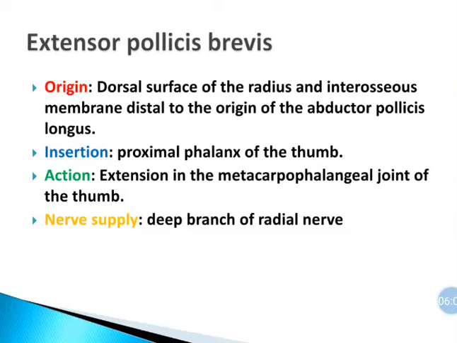Extensor pollicis brevis. The origin is from the dorsal surface of the radius and interosseous membrane distal to the origin of abductor pollicis longus. It is inserted into the proximal phalanx of the thumb. Action is extension of the metacarpophalangeal joint of the thumb. Nerve supply is the deep branch of the radial nerve.